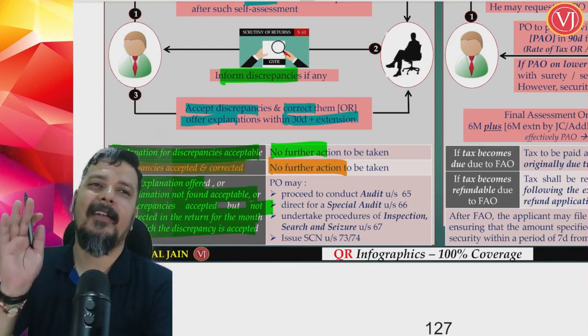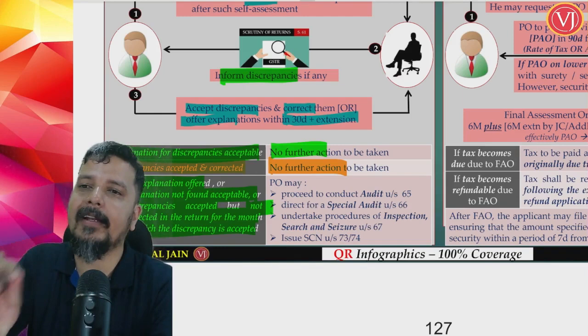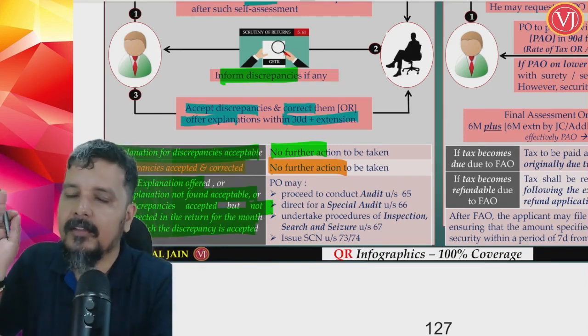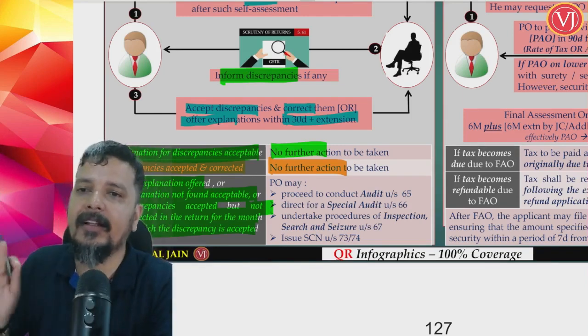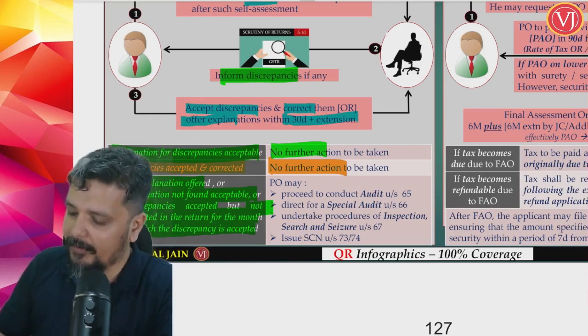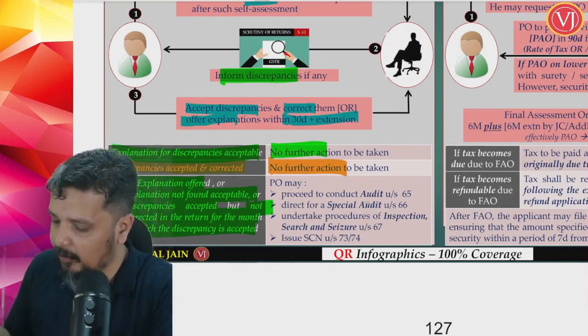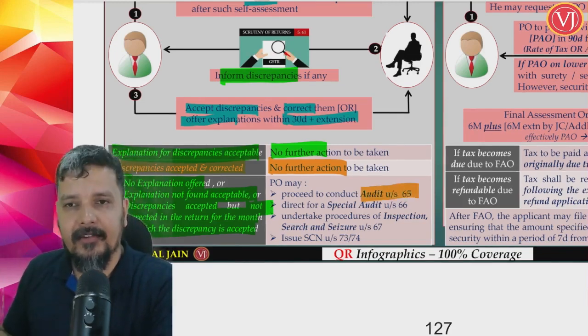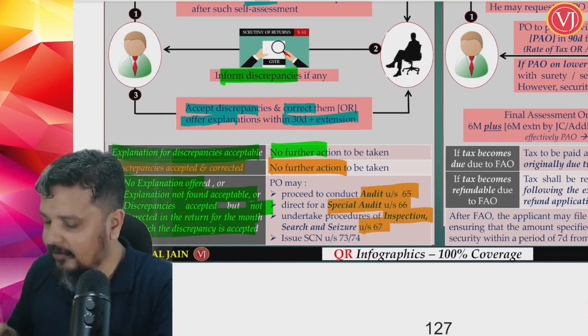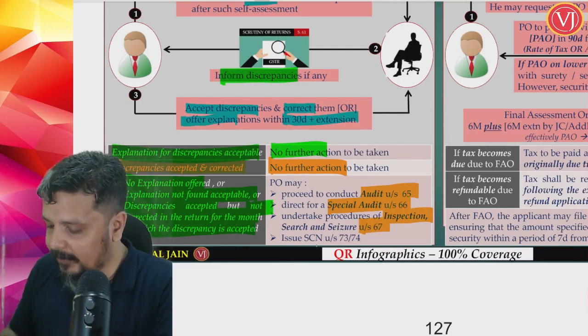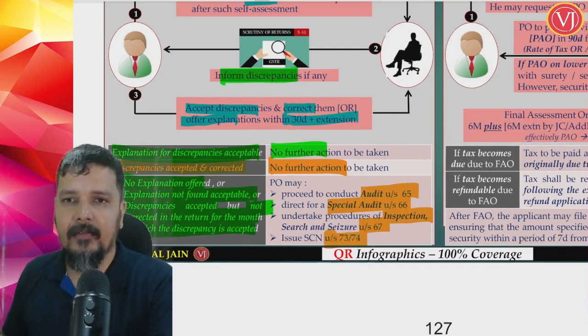Officer, please understand that audit and assessment will not create liability per se. Thumb rule of audit and assessment, it will not create liability. Now, officer will take further action. Officer may go for general audit under section 65, special audit under section 66. He may start inspection under section 67. He may directly give notice under 73, 74.